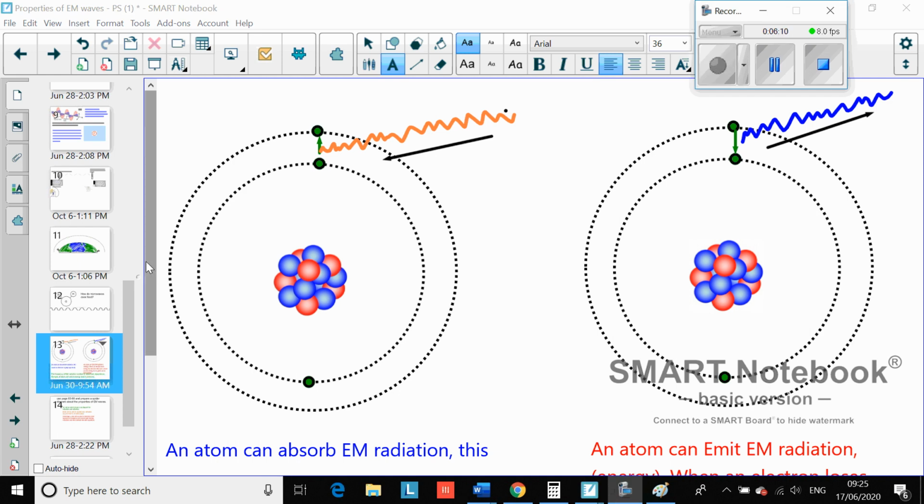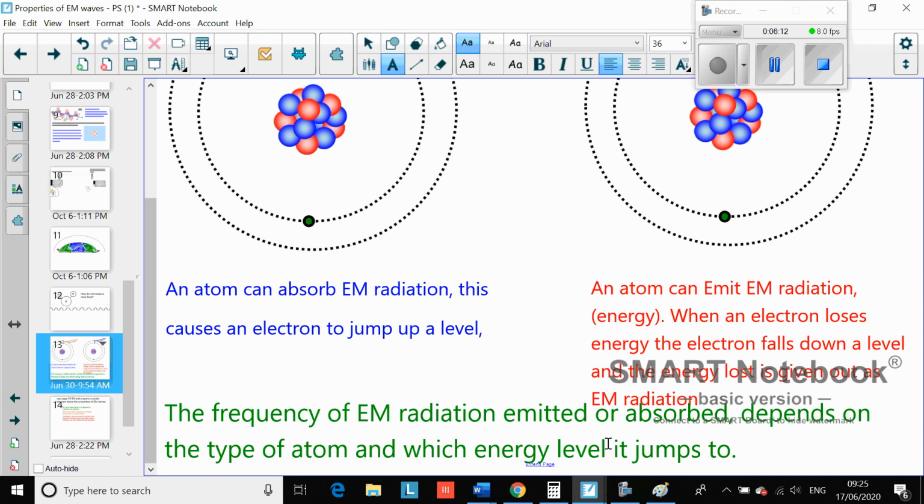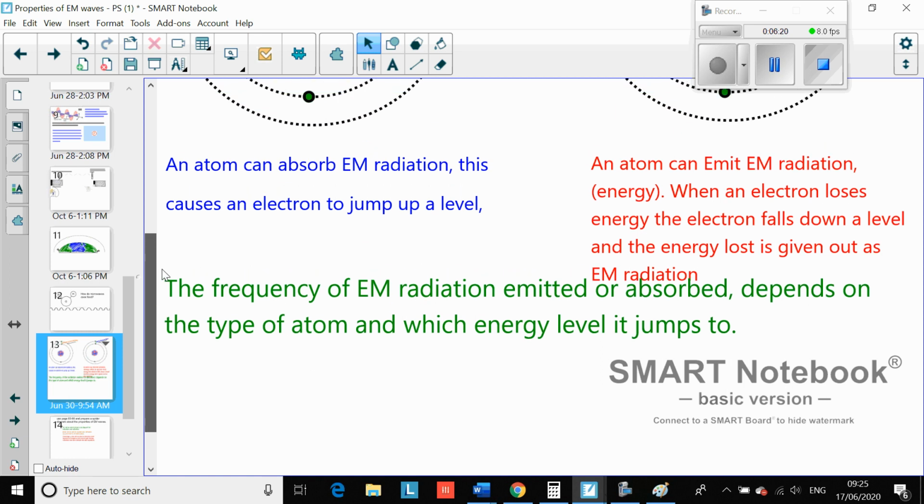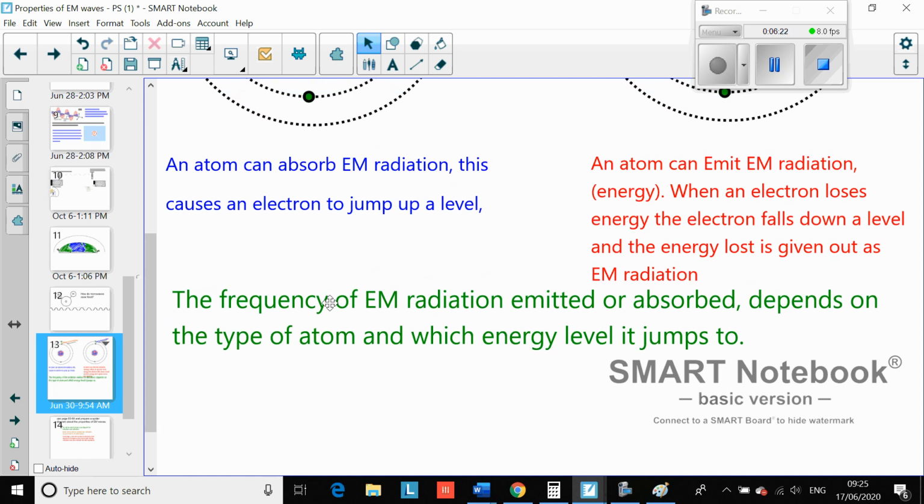Okay, welcome back. So I'm just going to quickly move the screen down, just move it out of the way so you can copy that into your book. So there are the two explanations. And then also a little bit in green as well. So as the energy is absorbed, the electrons will jump up or fall back down and absorb or emit electromagnetic radiation.